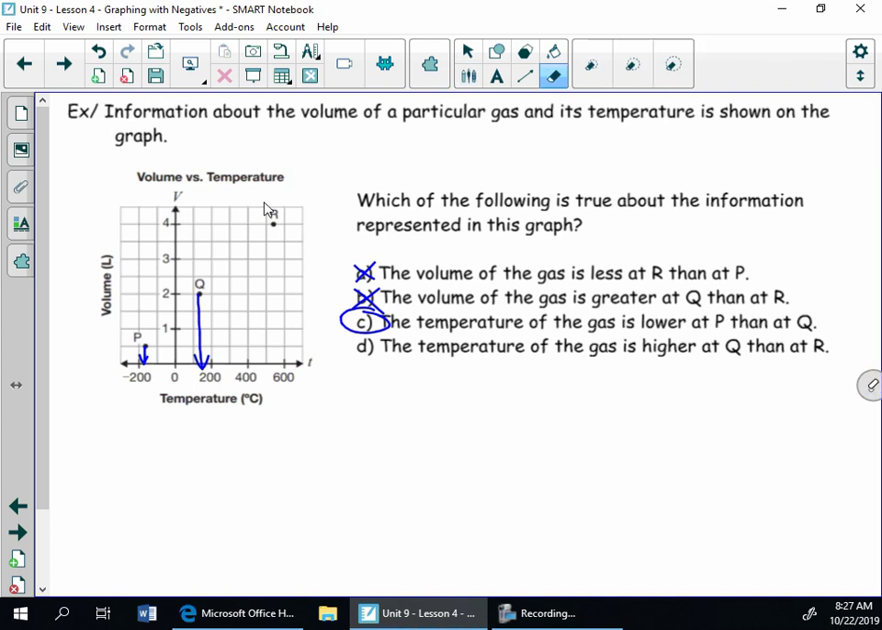The temperature of the gas is higher at Q than at R. Well, I think R actually has a higher temperature. It's somewhere around 500 and something compared to 100 and something. So definitely C being right. And again, temperature is a really good example of something that can be negative.